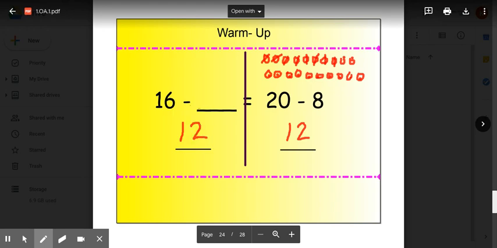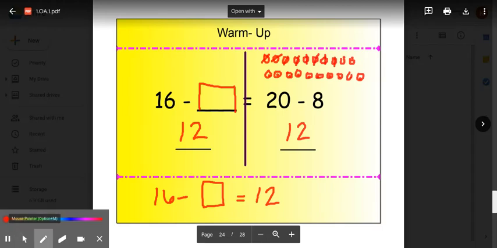So what can I take away from 16 to get 12? 16 minus what is 12? I want you to pause this video and solve this equation. Ready? Pause. All right, if you got 4, you are correct. If I have 16 circles and I take 4 away, I will have 12 left. Now both sides of the equation are equal.